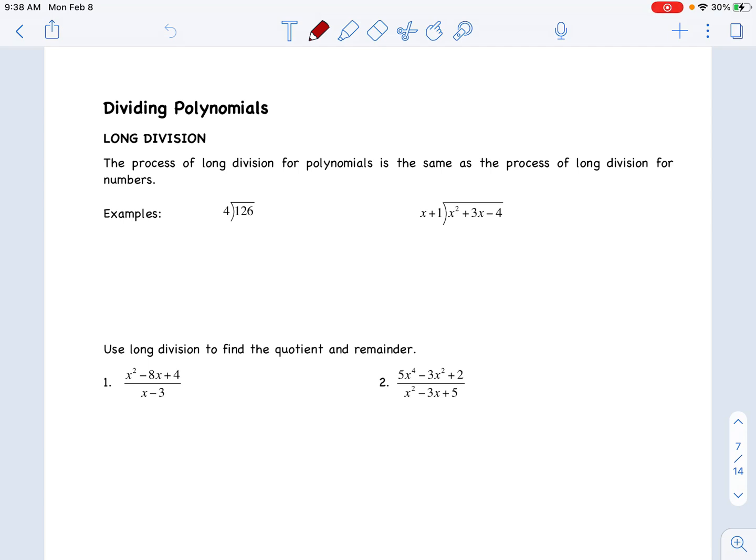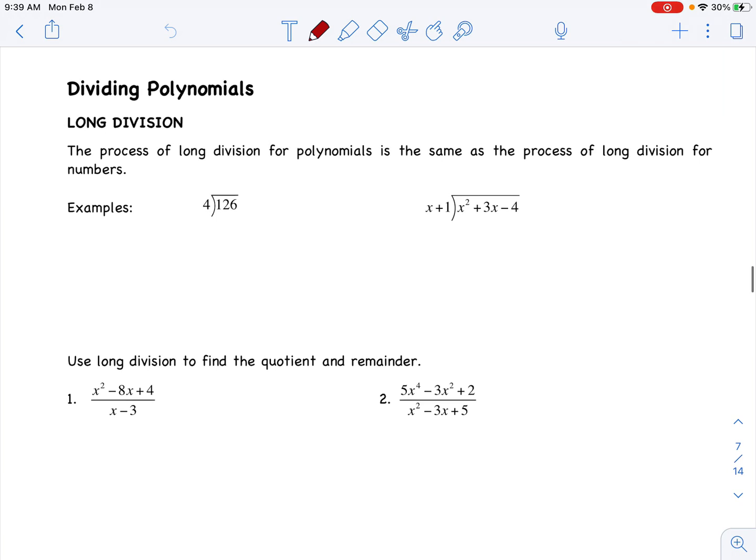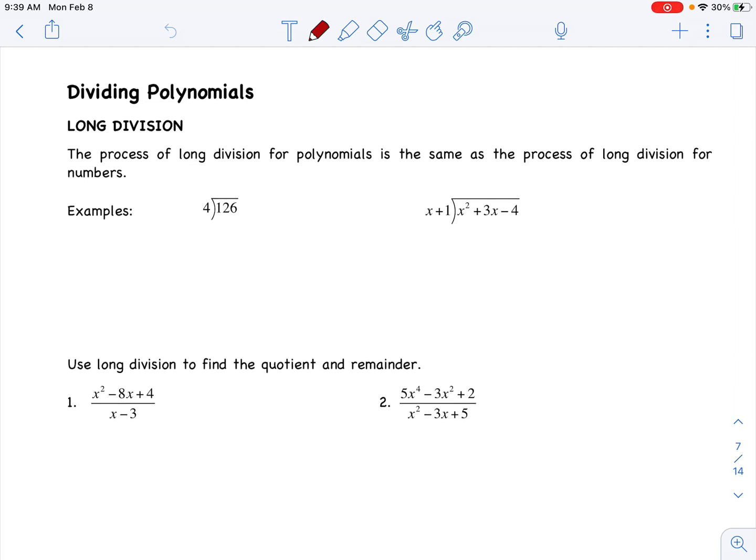So let's just think about long division. Go back to 4th grade. When did you learn how to do long division? So if you remember how to long divide 4 into 12, right, you first ask yourself, does 4 go into 1? No. Does 4 go into 12? Yes, 3 times.